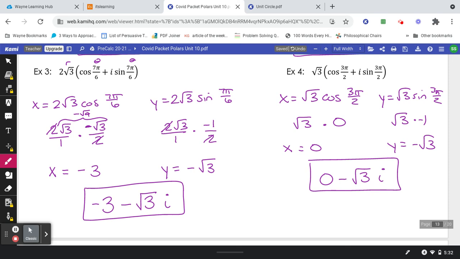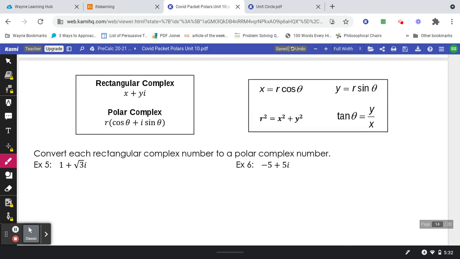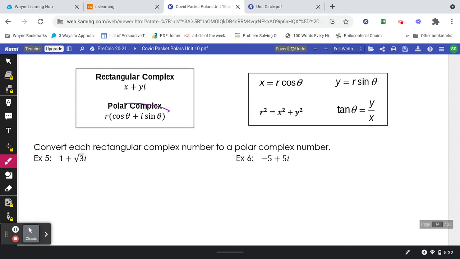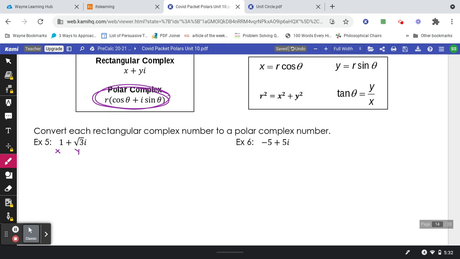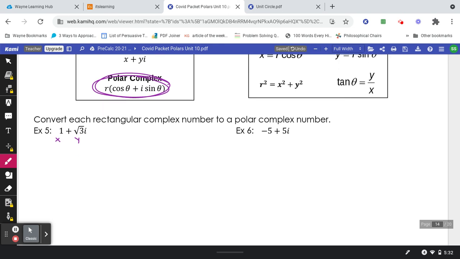Now we're going to go the opposite direction. So we're going to use those other two equations in that box, and we're going to try to write all of our answers in this format. So convert each rectangular complex number to a polar complex number. So this is the x, and that's the y. And we're going to use the other two equations, r squared equals and tangent theta equals.